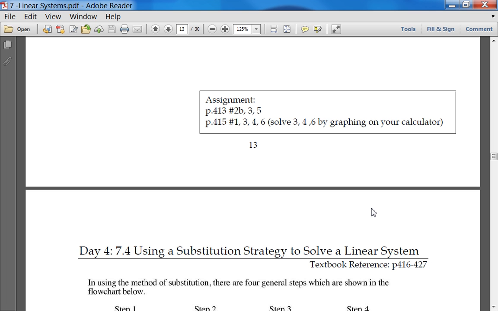Okay, so there's the assignment. I'm going to give you guys about 15 minutes to try this for a bit more. And then we're going to move on to some harder stuff today.